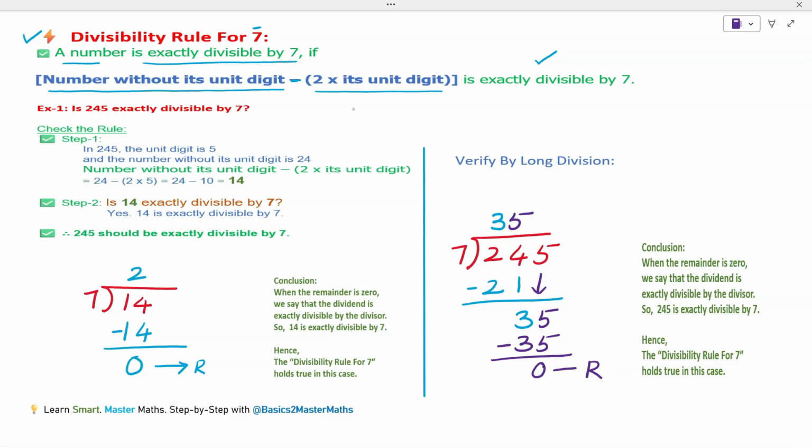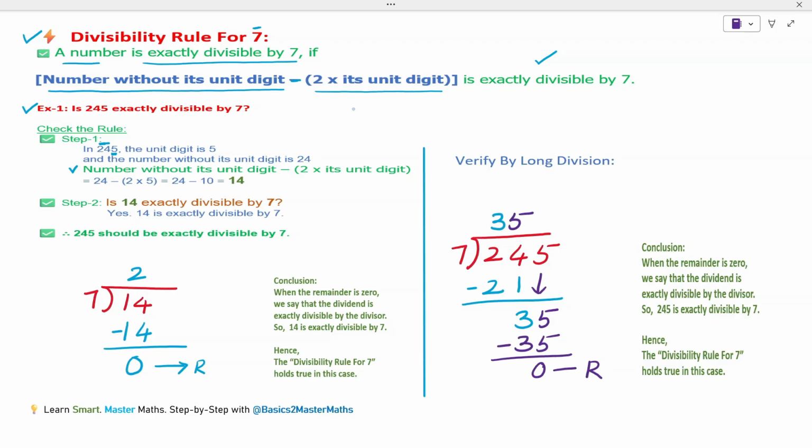Example: is 245 exactly divisible by 7? Check the rule. Step 1. In 245, the unit digit is 5 and the number without the unit digit is 24. Now let us apply the formula.